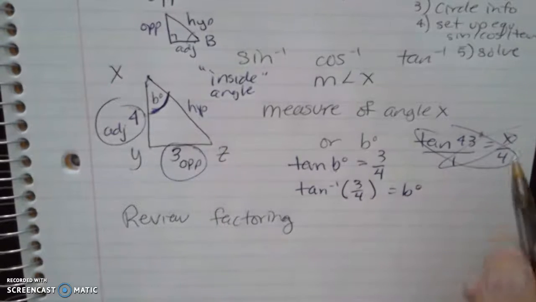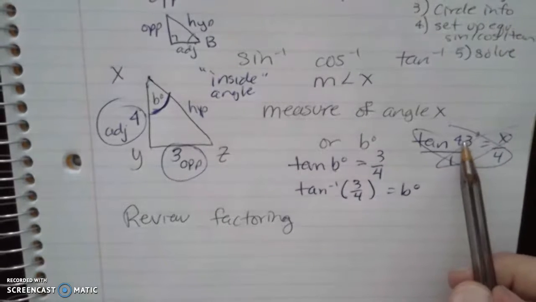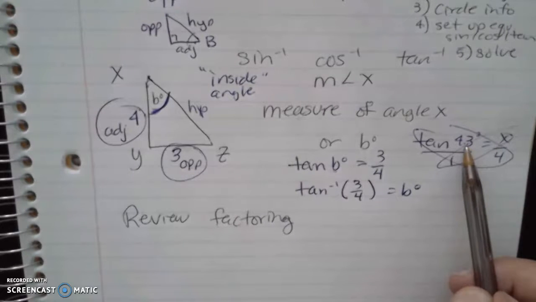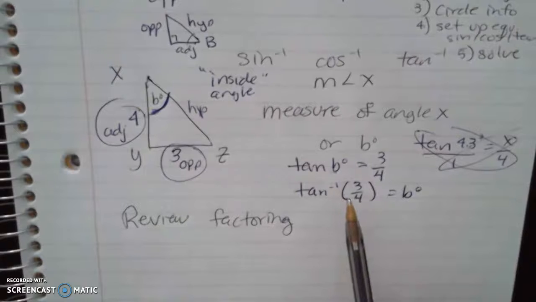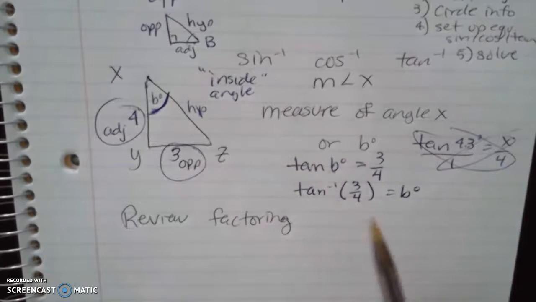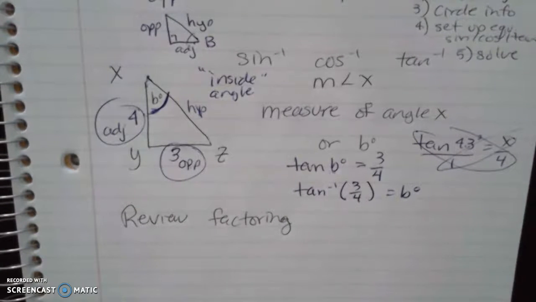That's going to equal b degrees. So notice when you have the degree measure, when you have a number for the degrees, you're going to do cross products. When you don't have the number for the degrees, then you're going to do inverse. And that's the crux of the lesson, okay?